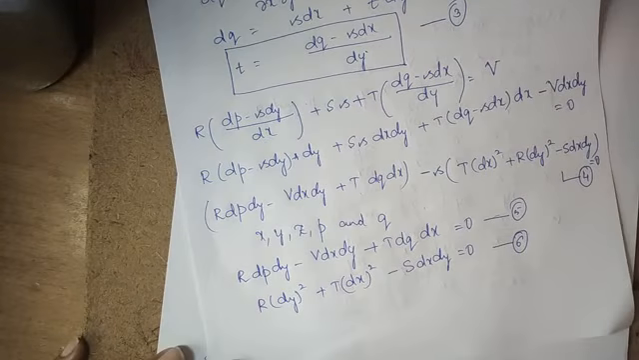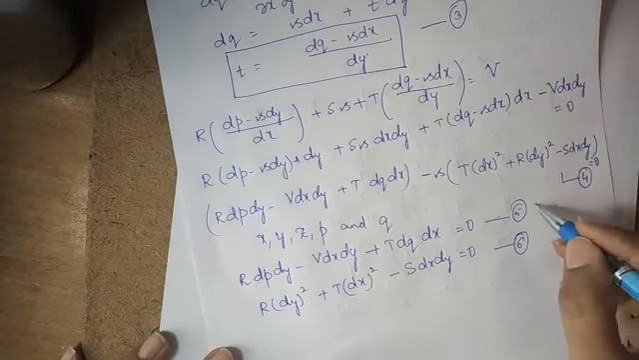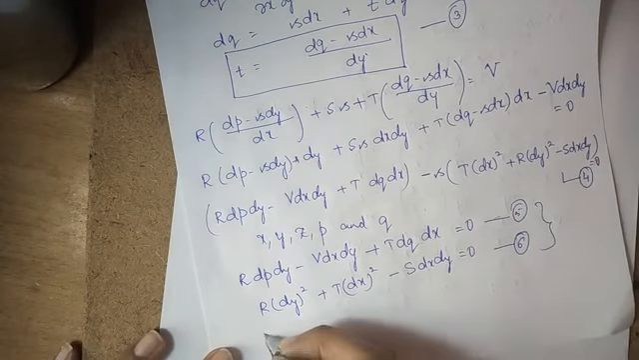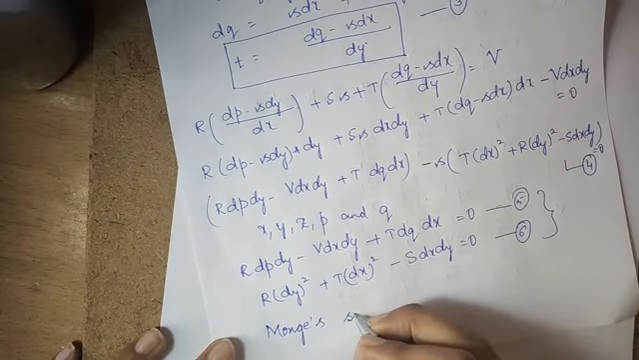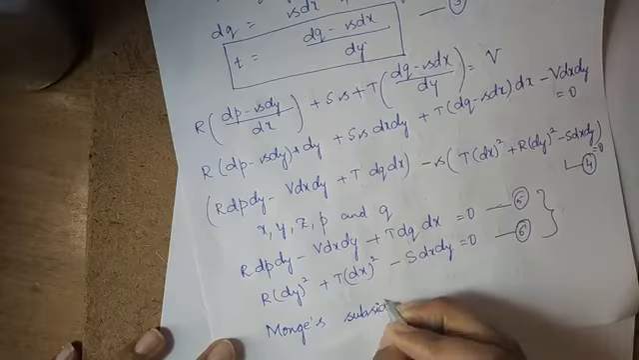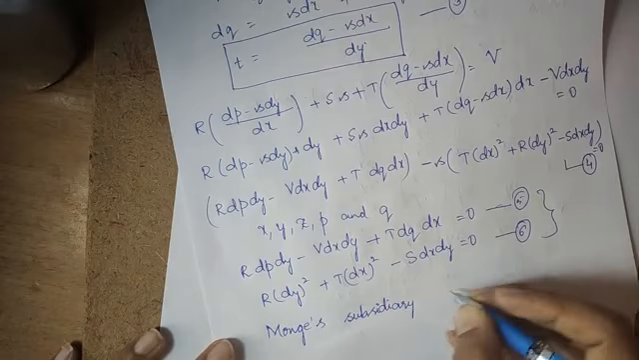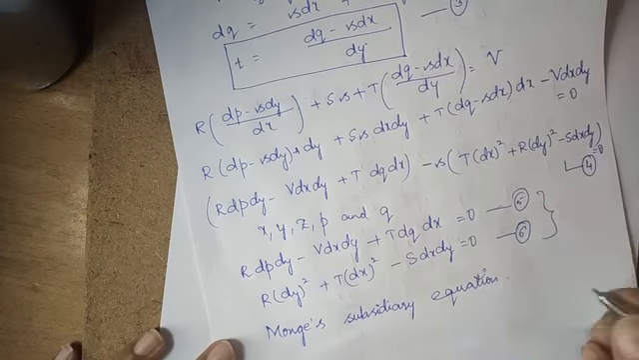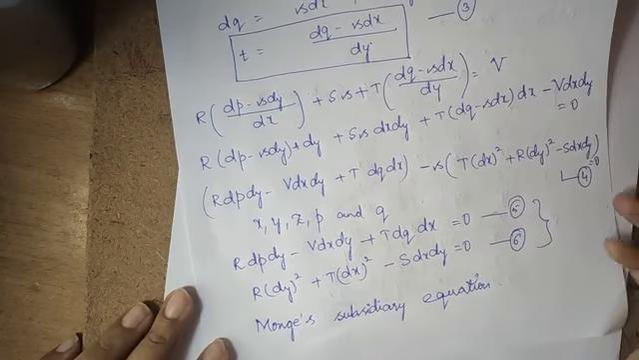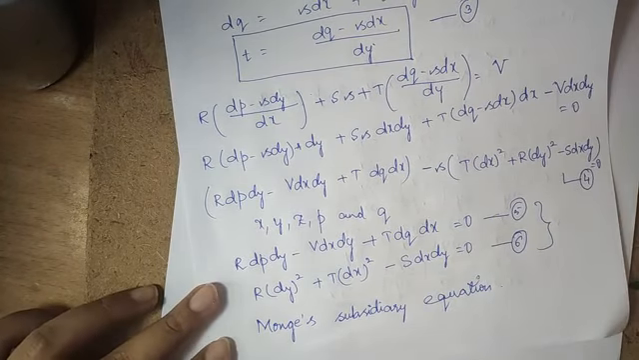So now let's move further. Now this equation is called Monge's subsidiary equation. This simultaneous equation is nothing but Monge's subsidiary equation.